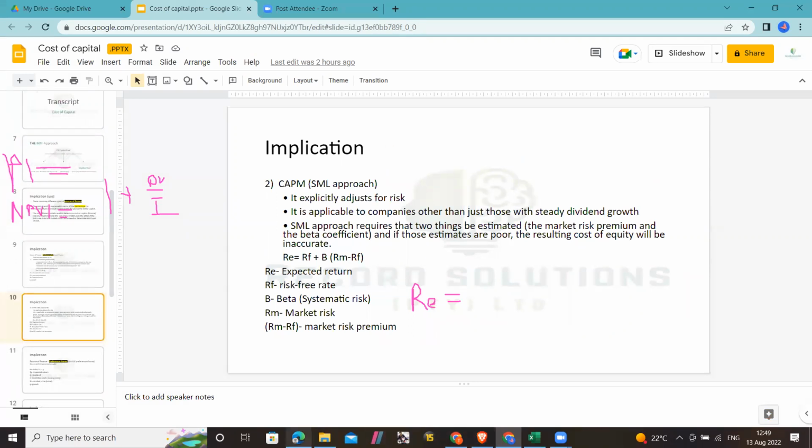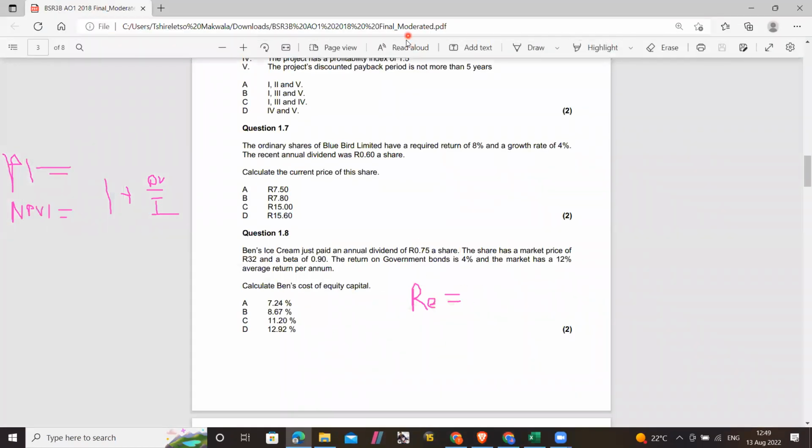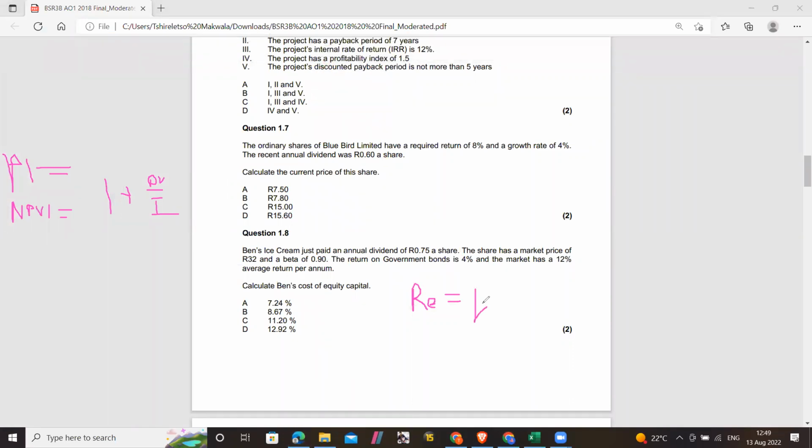And what is the risk-free rate here in this case? It's 4%. So we're gonna say 4% plus 0.9, which is the beta, open bracket. What is the market rate? It is 12% minus 4. And then this will give you the answer, whatever answer it is. I'm not gonna put it in a calculator, so you will put it in a calculator, and whatever answer it gives you, you'll get it here. You can move on.